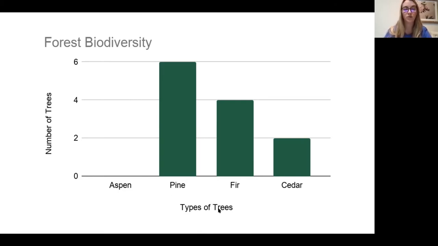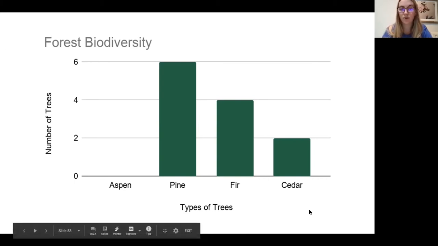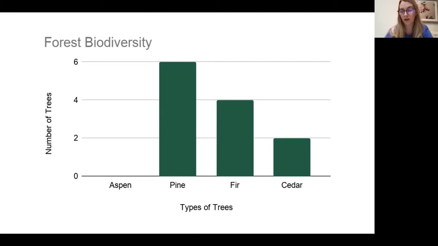And if you want to write down this graph in your notes, you can feel free to pause the video and just resume once you're done. I will be providing you the graphs with the discussion questions. So you don't need to do it, but it is something that I find to be helpful.